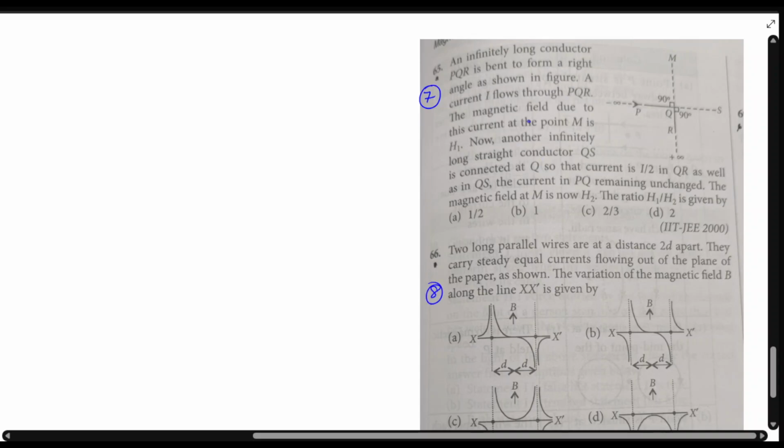So we have two questions, seventh, and this is eighth. So this is a wire, infinite wire we have. PQR is bent to form like this. The magnetic field due to this current at point M is H1, and now another infinite long straight wire QS is connected at Q, so that the current is I by 2 in QR as well as QS. The current in PQ remains unchanged. The magnetic field at M is now H2.